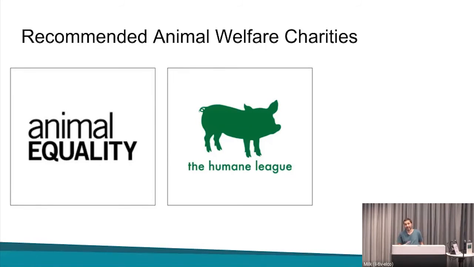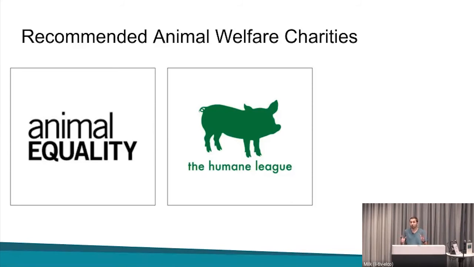Animal Equality and the Humane League both support what's called corporate outreach campaigns, among other things that they support. Corporate outreach campaigns use consumer boycotts or threats of consumer boycott to convince enormous companies to make changes that are very important to animal welfare, but are not that costly for the company itself. For example, one of these interventions is increasing the size of cages that laying hens stay in.